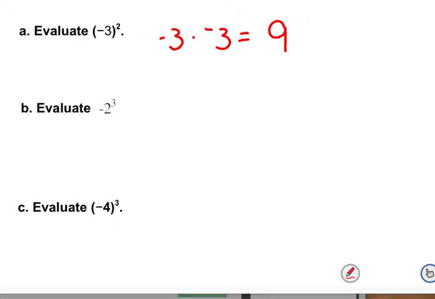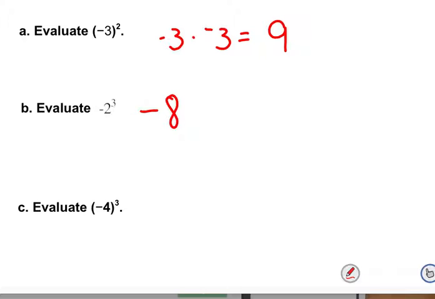Look at the second one. Do the second one. If I was to read that, that is the opposite of 2 cubed. Okay, put your boards down. Don't erase. Negative 8 is the correct answer.